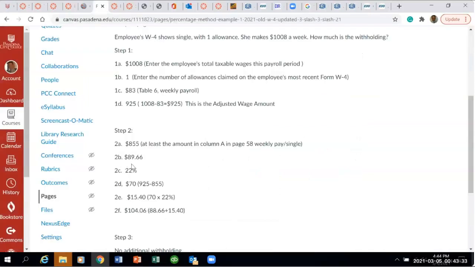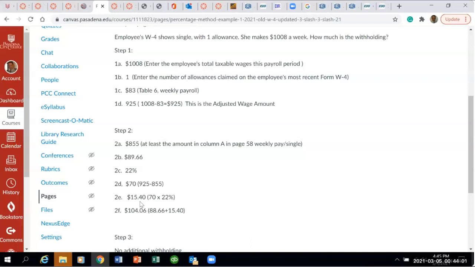So anything above 855. So what is above 855? The taxable wage is 925 minus 855. That's $70. $70 times 22%. That's additional $15.40 for whatever it's above 855.